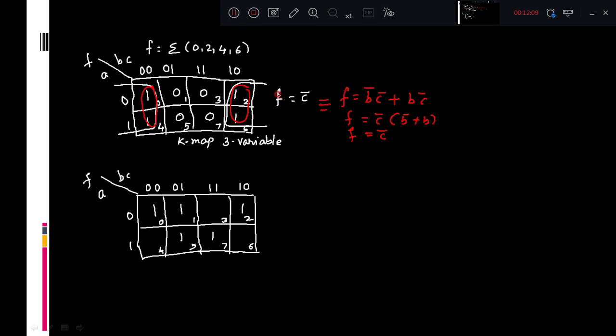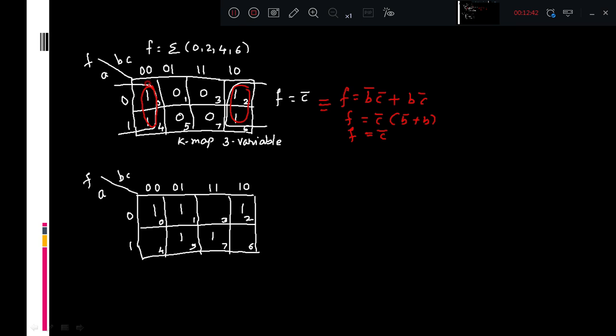So the advantage of grouping 4 cells is that at the first step itself we can avoid this B term, B bar and B. So we'll get a simplified solution. We can group, first you try for 8 cells, if not 4 cells. And 0 4 2 6, they are not physically adjacent, they are logically adjacent. So we have grouped these cells and we have got a simplified function as C bar.